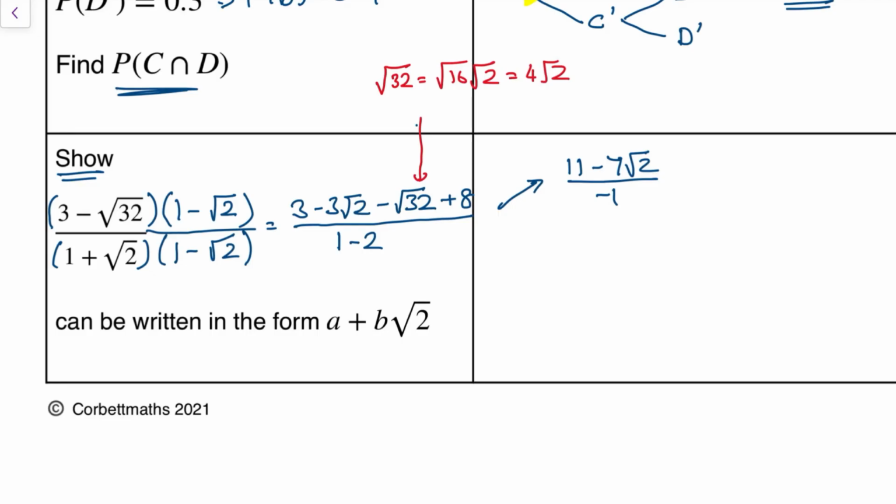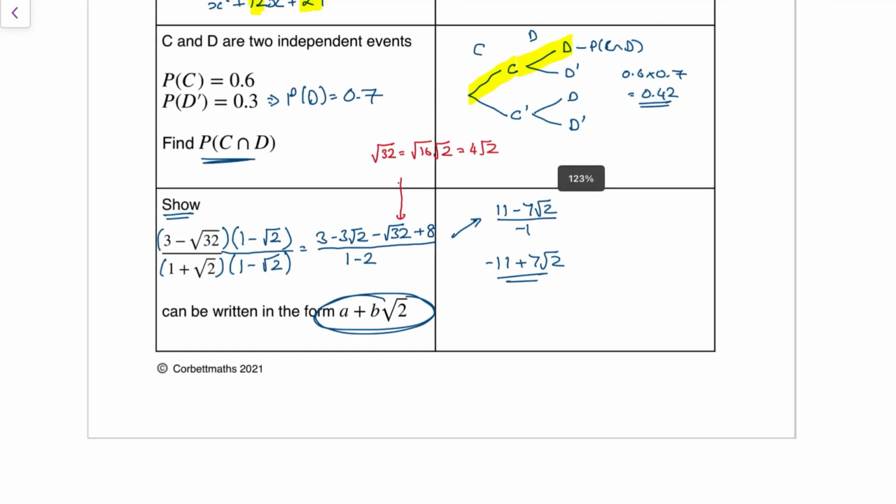So my final answer in the form that I want, which is a plus b root 2, is going to be minus 11 plus 7 root 2. Now, if you wrote that back to front, if you wrote 7 root 2 minus 11, you'd be fine. You get away with that. That's okay. But either way, question done.